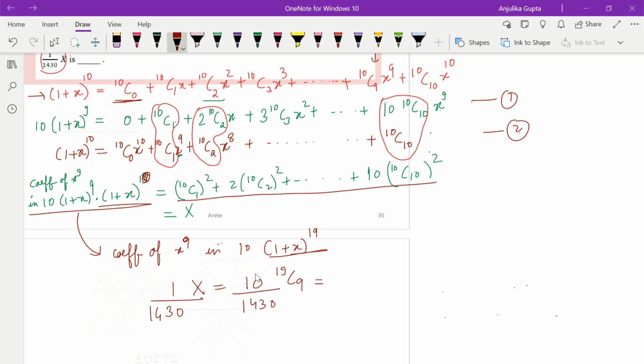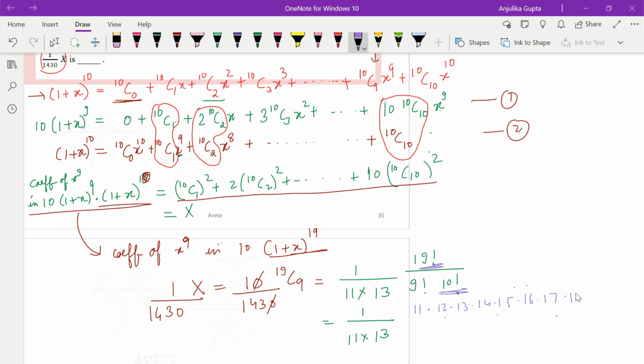Now it's only about computing, it's arithmetic now. So 1430, if you want, you can write 10 into 11 into 13, we know. And 19C9, you can write factorial 19 upon factorial 9 factorial 10. So factorial 10 you can cancel here. You will start with 11 now. 11 times 12 times 13 times 14 times 15 times 16 times 17 times 18 times 19. And what is factorial 9? 1, 2, 3, 4, 5, 6, 7, 8, 9.